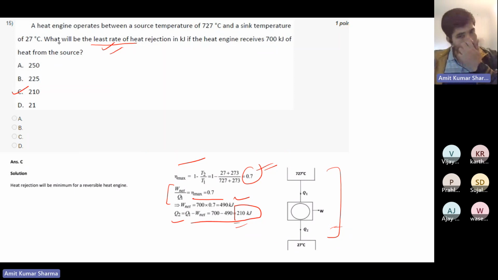It's quite simple. But the main thing is that you have to know what the least rate of heat rejection is and when it will be applicable. It will be applicable only when there is the maximum efficiency, and maximum efficiency means Carnot efficiency. I think it's clear to you.